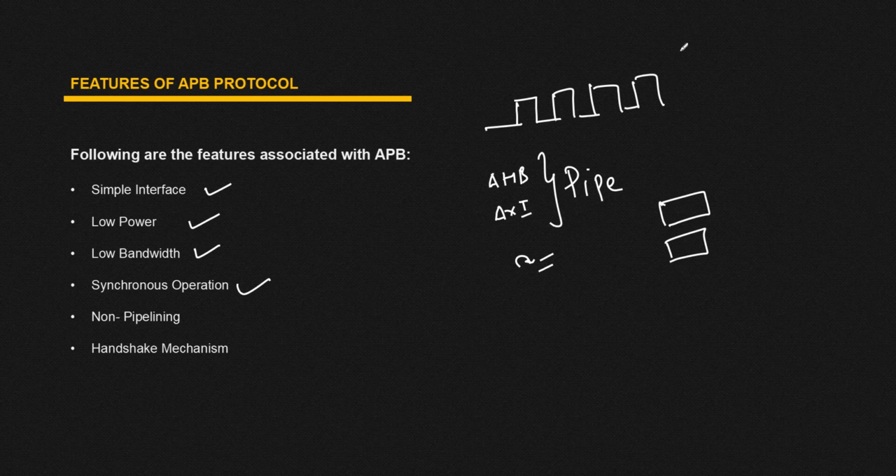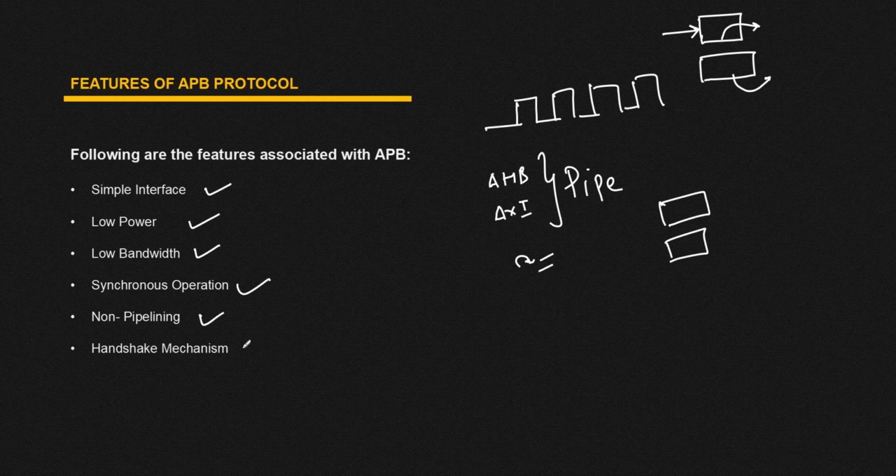Okay, let me explain the pipelining again. Suppose you have initiated some transfer. Before the completion of the entire transfer, you are not allowed to initiate another transfer. I think it is okay. So here your APB is non-pipeline. After the completion of your first transfer, then and only then you are allowed to start the second transfer. So that's your APB protocol.